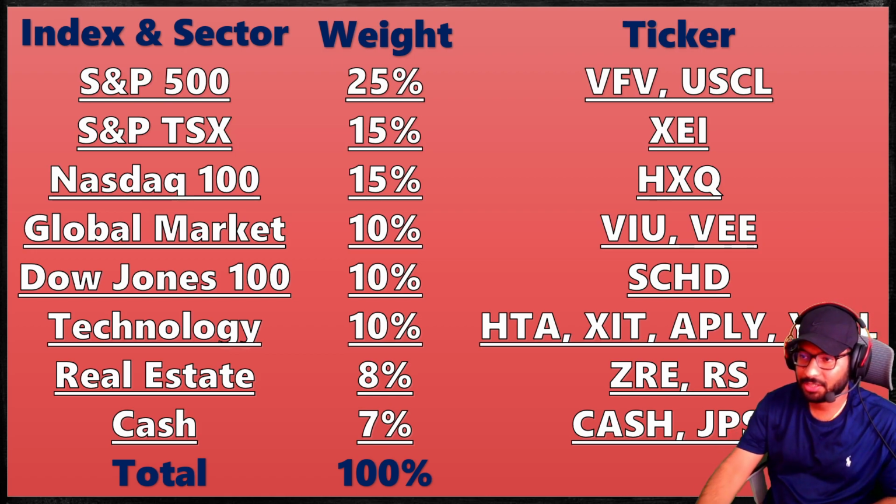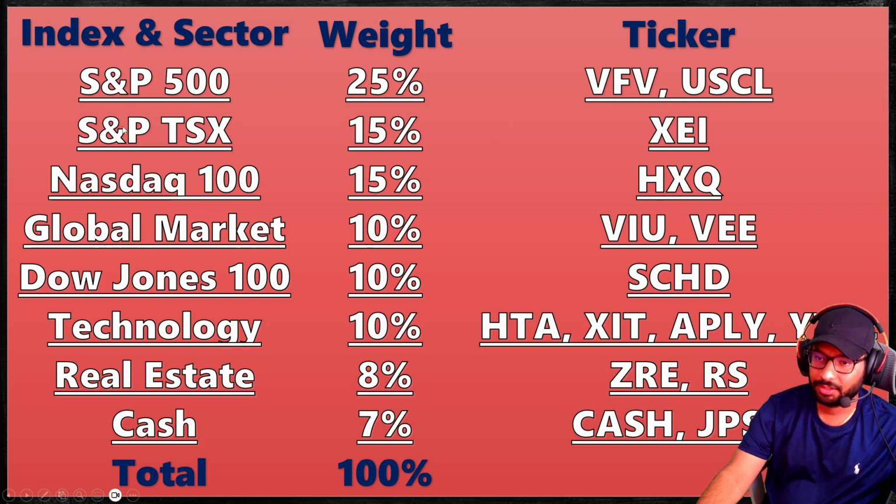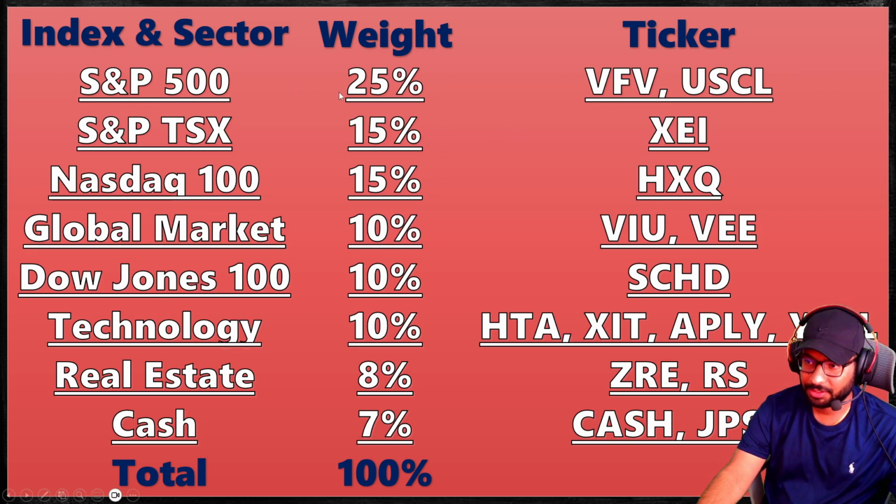Starting with the S&P 500, I want to have 25% weightage in my portfolio, and I have both of these ETFs, the VFV for growth and the USCL for income. When it comes to the S&P TSX, I want to have 15% weightage, and this is the only ETF I have when it comes to the Canadian market, XEI.